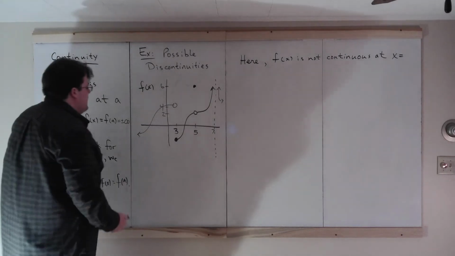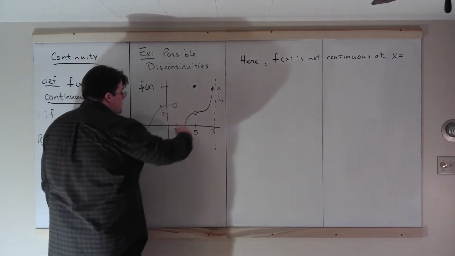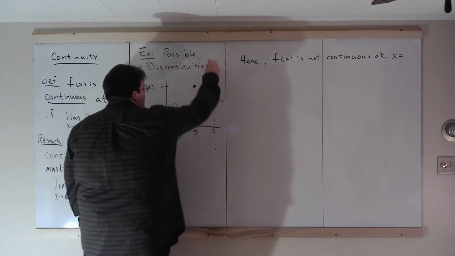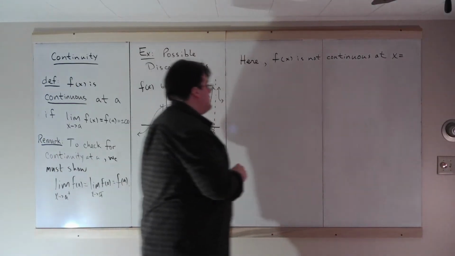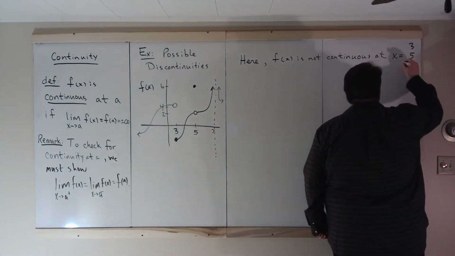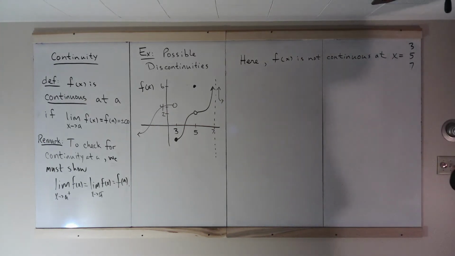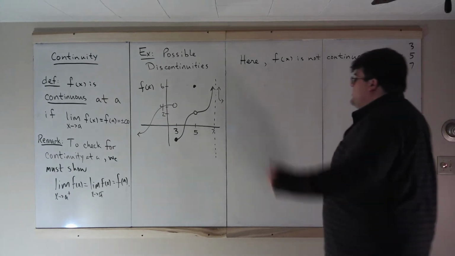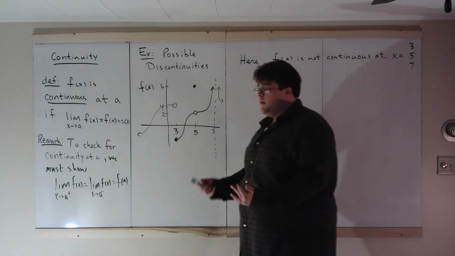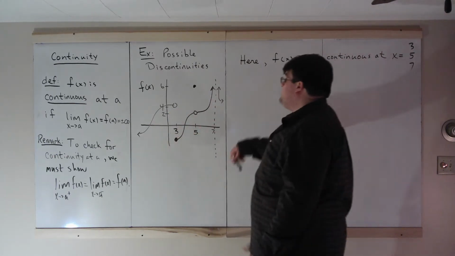With that understanding, we see that there are 3 different discontinuities here. One at 3, one at 5, and one at 7. So this function is not continuous at x equals 3, 5, and 7. That was just from the fact that you can't go through the function at 3, at 5, or at 7 without lifting your writing implement.